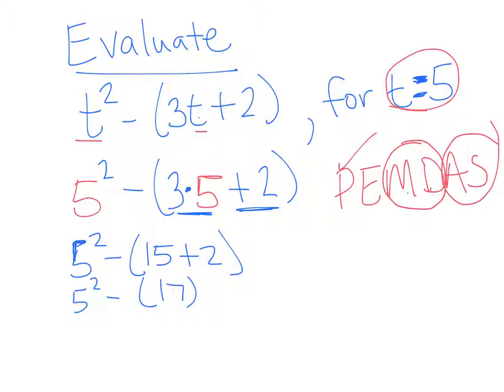Now, my parentheses is as simplified as it can be. So I want to take care of the exponent on the 5. So it's going to be 25, because 5 squared is 5 times 5, which is 25, minus 17, which equals 8. So you can see, even though we're starting with an expression that has variables, we end up with just one value. All right, so we're going to do another example. Again, the directions for this will be evaluate.